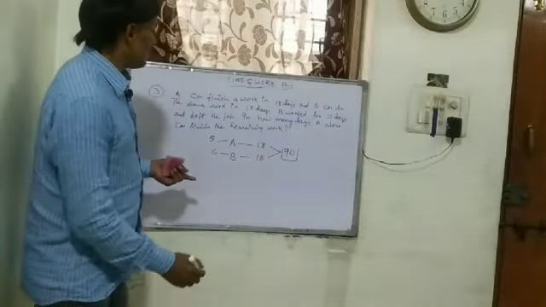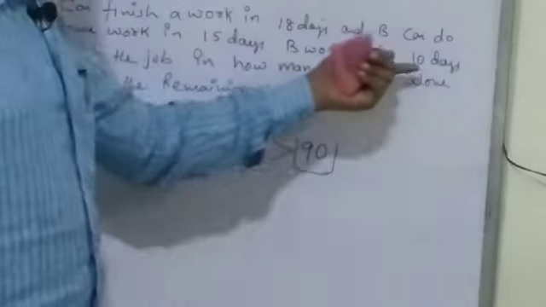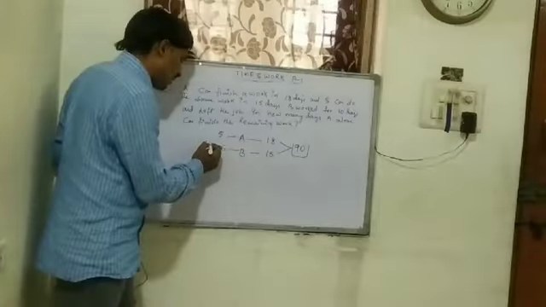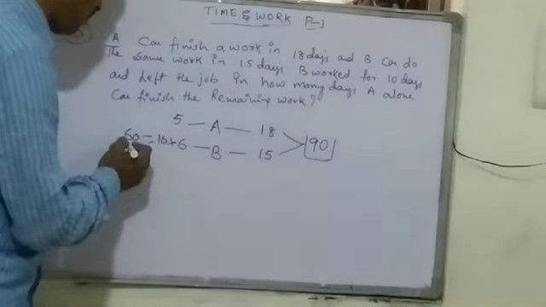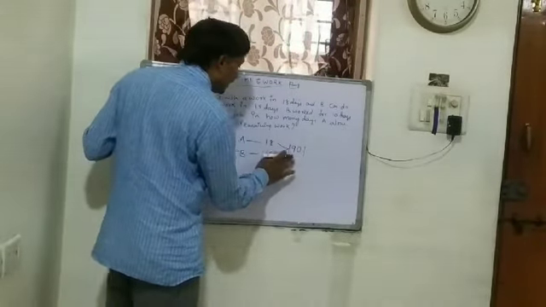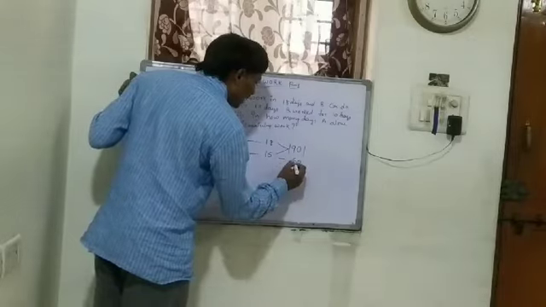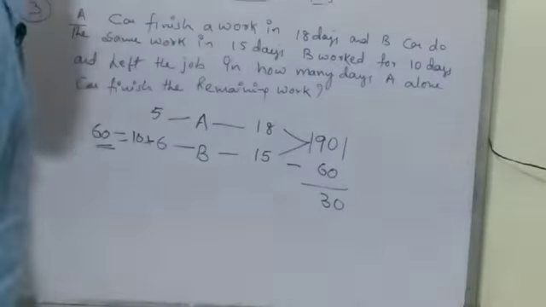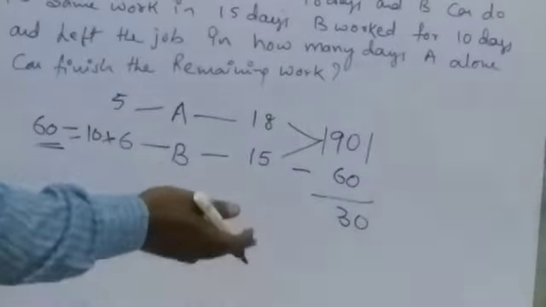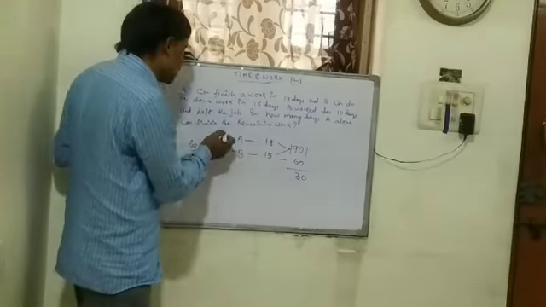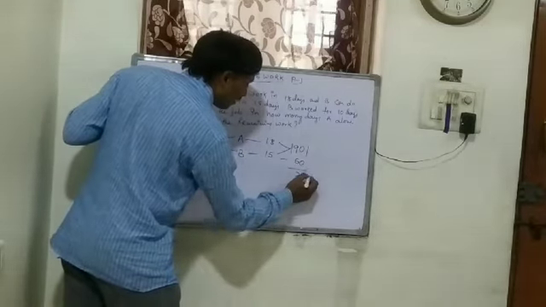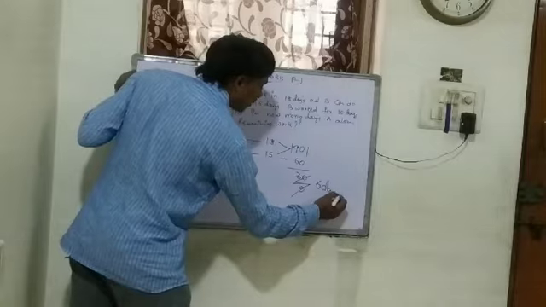Here, B worked for 10 days. B produces 6 units per day, so in 10 days he will produce 60 units. In total we have 90 units of work, and B alone produced 60 units. The leftover work will be only 30 units. So who will produce these 30 units? A. A produces only 5 units per day. So to produce 30 units, how many days will he take? 6 days. This is the shortcut method.